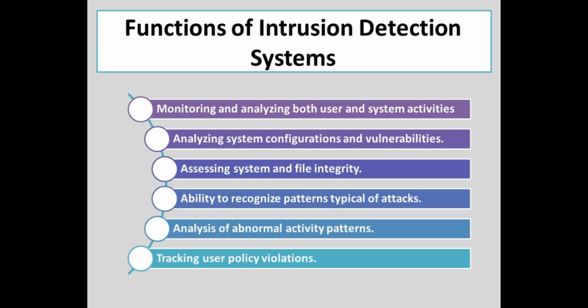Let's see some of the functions of intrusion detection systems. Intrusion detection systems monitor and analyze both user and system activity. They analyze system configurations and vulnerabilities to see the weaknesses of the system or network that could be attacked by an attacker. They assess system and file integrity to see whether a file has been altered after its creation or not. They have the ability to recognize patterns typical of attacks, analyze abnormal activity patterns, and track user policy violations. So basically, when an IDS detects that data files are altered, it recognizes and reports it. It generates an alarm and notifies that security has been breached. It reacts to intruders by blocking them or blocking the server.